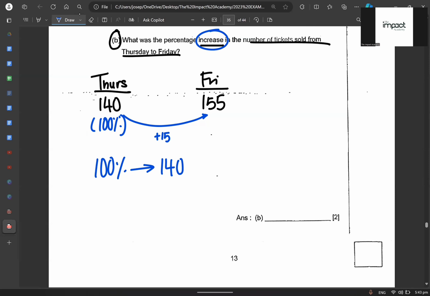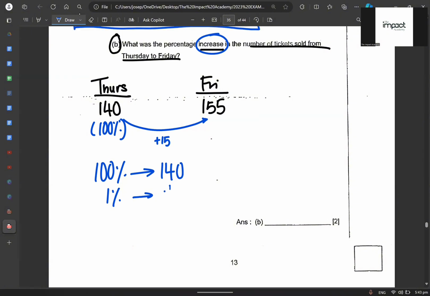Then what do we want to find? We want to find 1% first. Am I making sense? Okay, how much is 1%? Very good, 1.4. Okay, after that, what happens? So the next thing that you're going to find is the percentage what? Increase from where to where?